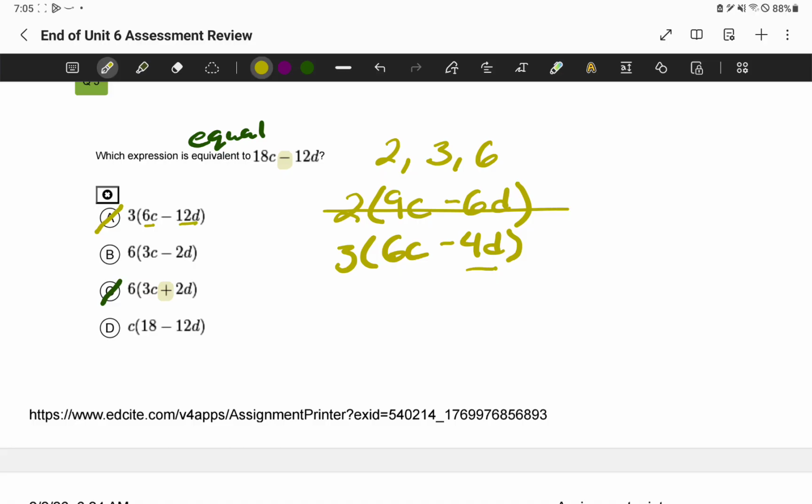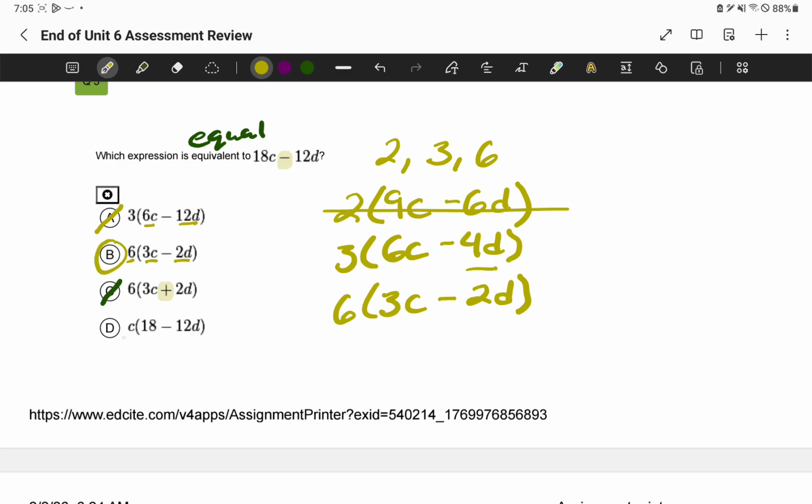So now I try the 6. So 18 divided by 6 is 3, so 3C, minus 12 divided by 6 is 2, so 2D. Well, 6, 3C, 2D with a minus sign, so it's B.